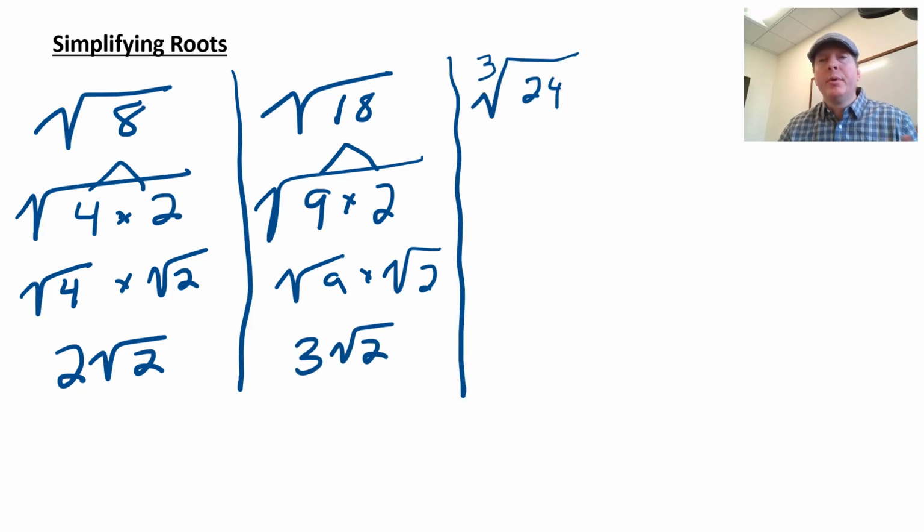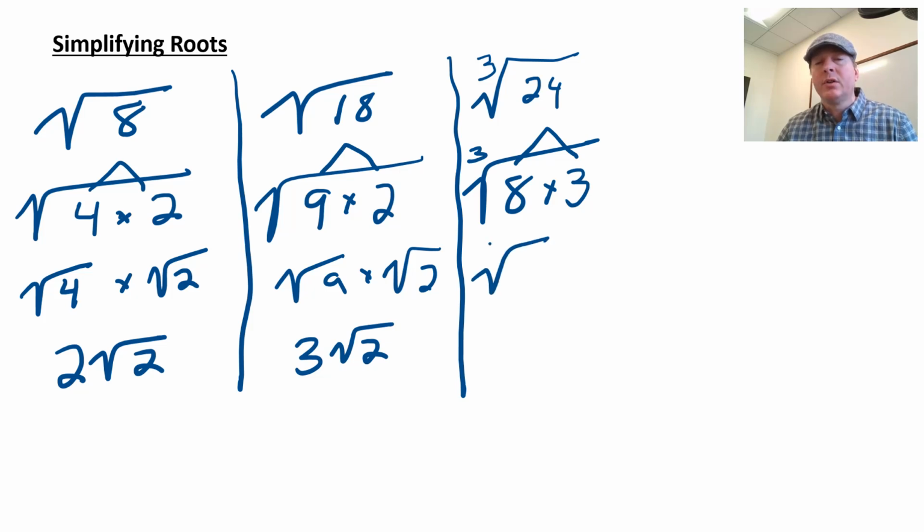How about cube roots? How about the cube root of 24? Well, you ask, does 24 have any factors? Is it divisible by anything that is itself a perfect cube? And the answer is yes. 24 is divisible by 8. 8 is a perfect cube. 24 is 8 times 3. So the cube root of 24 is the same thing as the cube root of 8 times 3.